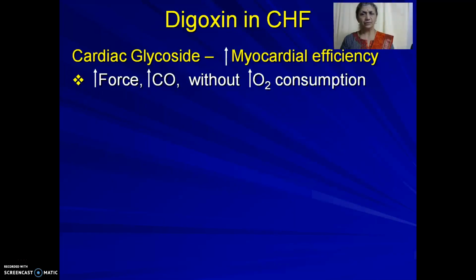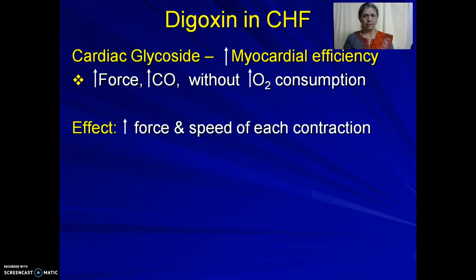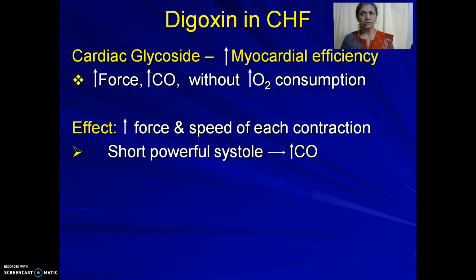Let's see the secondary benefits of this basic action of digoxin. Basic action: more calcium inside the cells, more force of contraction, and more speed of each contraction. Not greater heart rate, but every systole is stronger and shorter. There is a clinical implication to shortening of the systole as well. We'll see it subsequently. So because the systole becomes short and powerful, cardiac output increases. And that was the basic problem of the tissue: reduced force of contraction, reduced cardiac output. So that is getting taken care of. Short, powerful systole improves cardiac output.